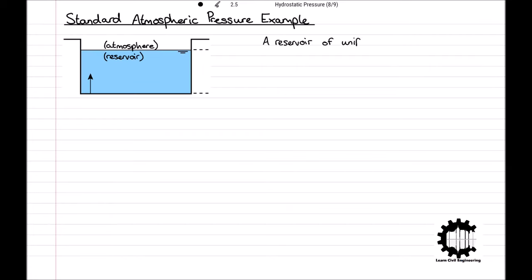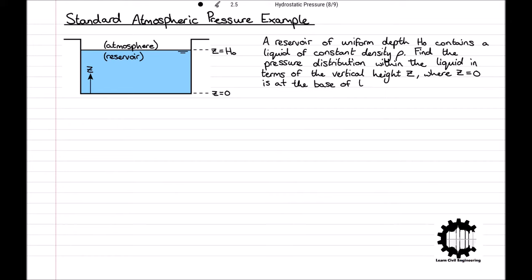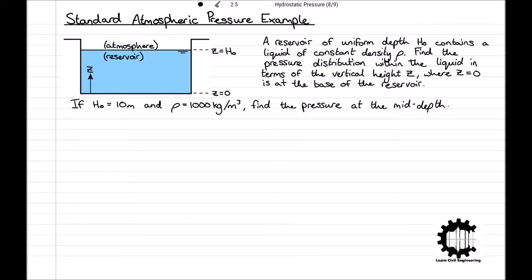So let's have a look at an example problem where we can apply this theory we have just learnt. A reservoir of uniform depth H naught contains liquid of constant density rho. Find the pressure distribution within the liquid in terms of the vertical height z, where z equals naught is at the base of the reservoir. And then, if H naught equals 10 meters and rho equals 1000 kilograms per meter cubed, find the pressure at the mid depth. Pause the video here and see if you can apply the theory learnt previously to solve this problem.